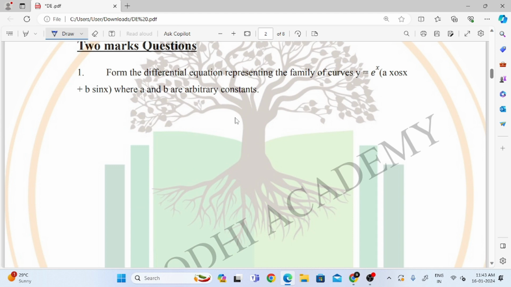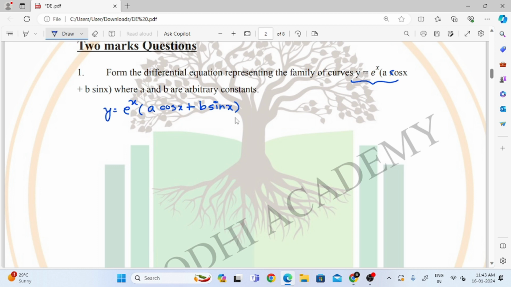Now this question is very important in your board exam. You will get this type of question, that form the differential equation, where one of them, a family of curves or a solution, will be given. In this question y is given as e raised to x into a cos x plus b into sin x. First of all you must know that whatever arbitrary constants are present in the solution or any curve, that order of differential equation we will get.